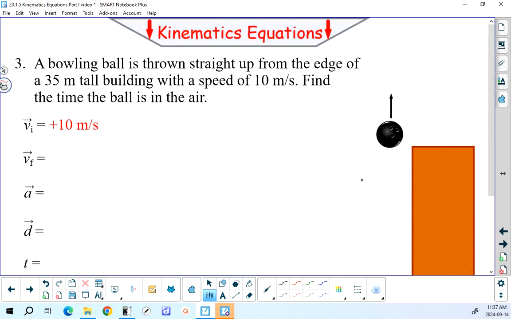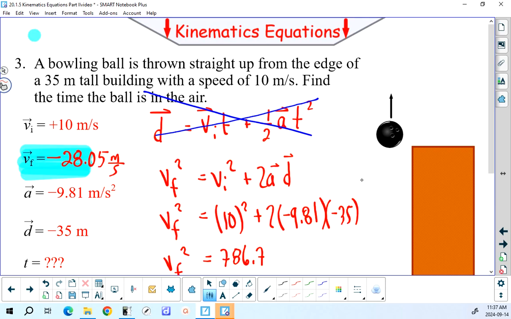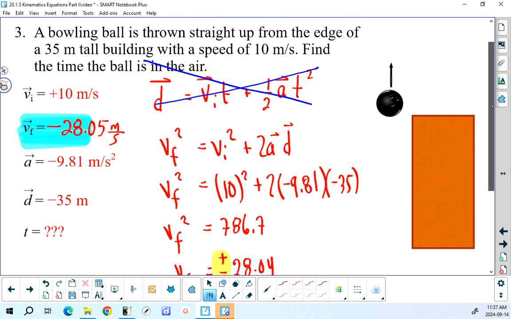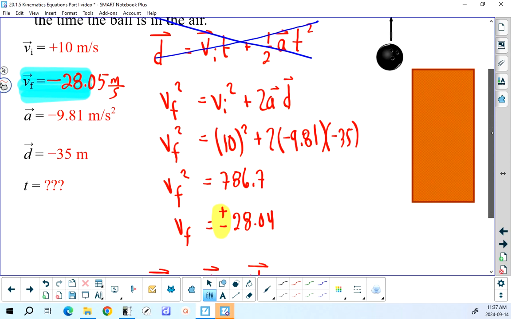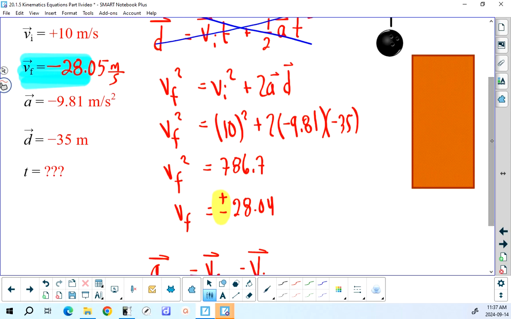Moving on to example 3, and I'm not going to go through the reasoning here again, but what we said was that you couldn't use the D equals VIT plus 1/2 AT squared formula to find the time. What you had to do instead is find VF first. We used the VF squared equals VI squared plus 2AD formula to find the velocity. We end up taking the square root of 786.7, but then saying the velocity at the end of the trip will be negative, and that's on us.